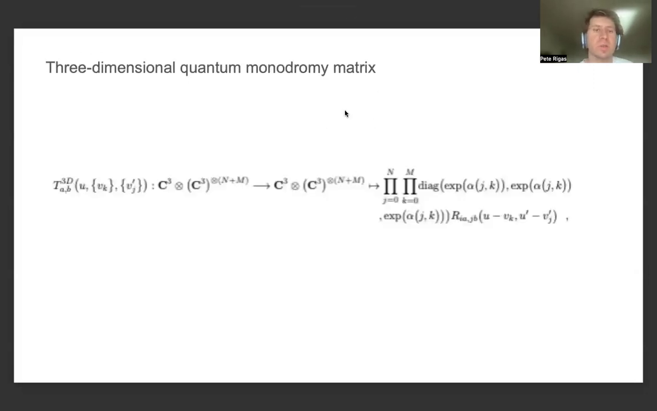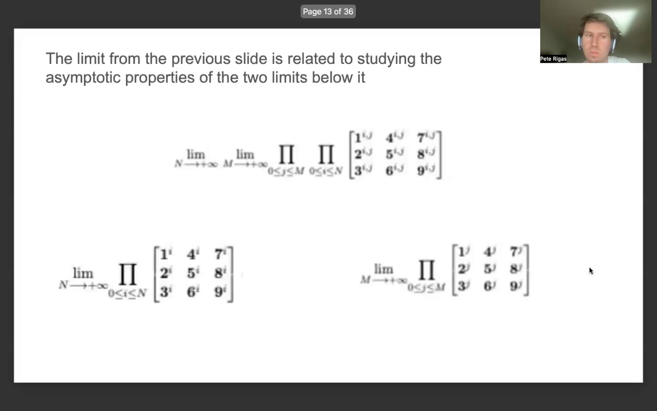And like we had mentioned also, the 3-dimensional quantum monodromy matrix is given by a very similar expression with the exception that we have 2 products over K and J instead of just 1 product. And it's a higher dimensional state space because we have the 3-dimensional complex space, which is a tensor product with the 3-dimensional complex space, which is raised to the tensor product of n plus n, because this is representing the total number of terms that we're taking in the product of the diagonal matrix with the universal R matrix.